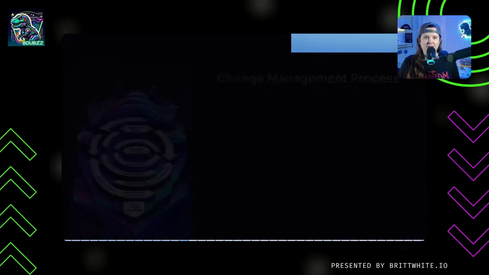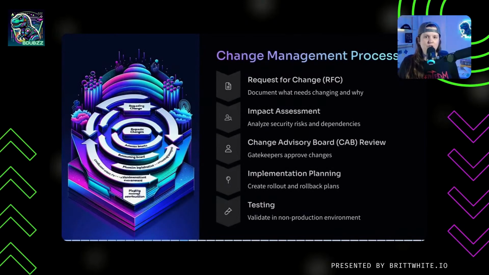Moving into change management, this is your systematic approach to modifying live software safely and securely. Think of it like a well-orchestrated construction project. You need proper planning, approvals, and safety measures. The change management process follows several important steps. First, we have the request for change, or RFC, where you document what needs to be changed and why. This could be anything from new feature requests to critical security patches.